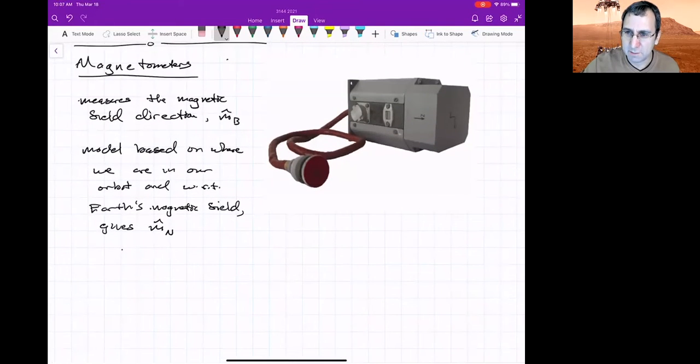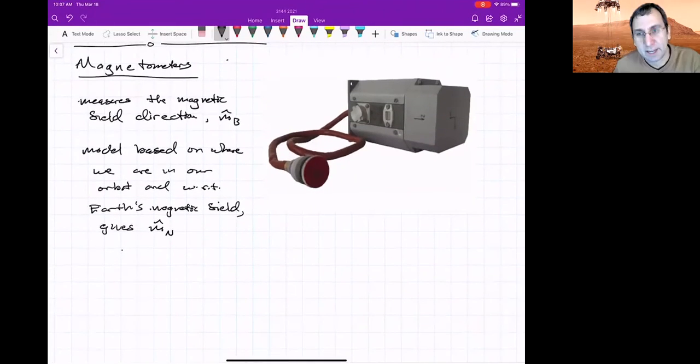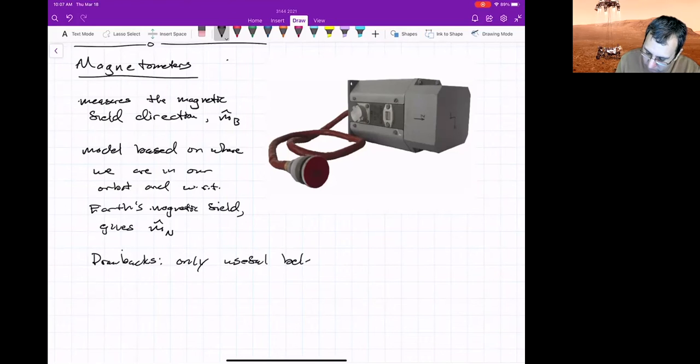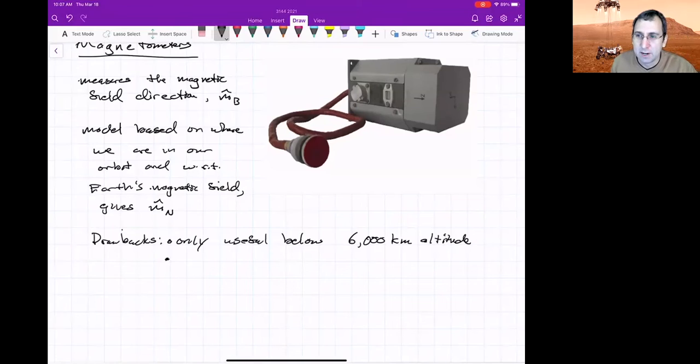But this is just to give you an idea, at least for those two things. The good thing about the magnetometer is they're reliable, they're lightweight, they're low power. They could work well in a wide range of temperatures. They're kind of bad in that they're only usable when the magnetic field is strong. So I'm just going to list their drawbacks. Only useful below about a 6,000 kilometer altitude. The Earth's magnetic field diminishes as you get further away. They're also not too accurate.